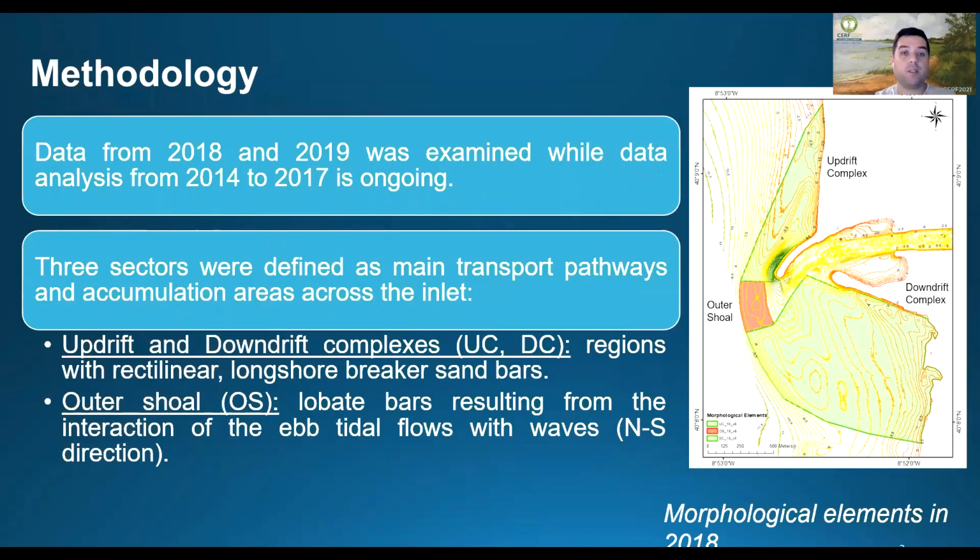Esri's ArcGIS 10.7 software was chosen for our work, and data from 2018 and 2019 was examined, while data analysis from 2014 to 2017 is ongoing. Three sectors were defined as main transport pathways and accumulation areas across the inlet: the updrift and downdrift complexes. There are regions with rectilinear longshore breaker sandbars, and the outer shoal with lobate bars resulting from the interaction of the ebb tidal flows with the waves.